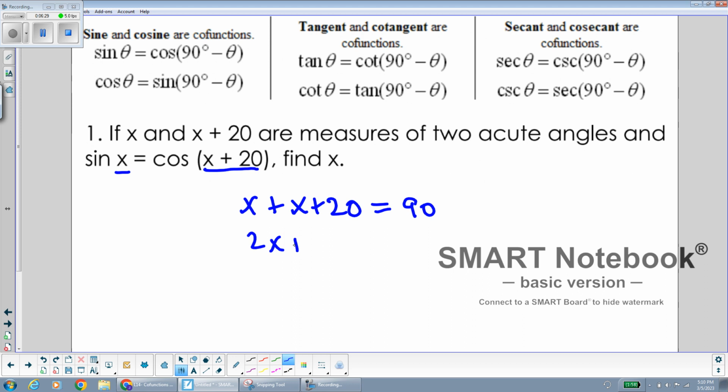So that's 2x plus 20 is equal to 90. So we have 2x is equal to 70. So I have x is equal to 35.